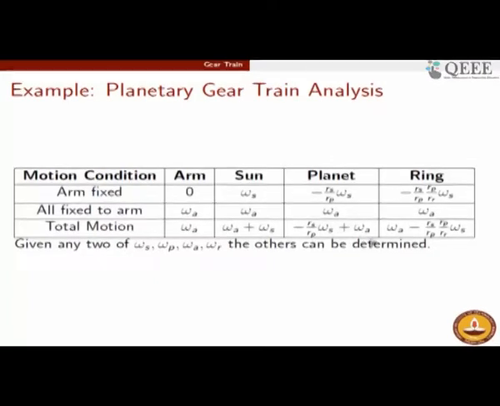If the planet motion is known, then this quantity is equated to that motion. If the ring motion is known, then this quantity is equated to that motion. And as a result, at the end of the day, you will have 2 linear equations to solve for omega s and omega a. Once omega s and omega a are determined, the motion of any component in this mechanism can be very well determined. So this is how planetary gear train mechanisms can be analyzed.